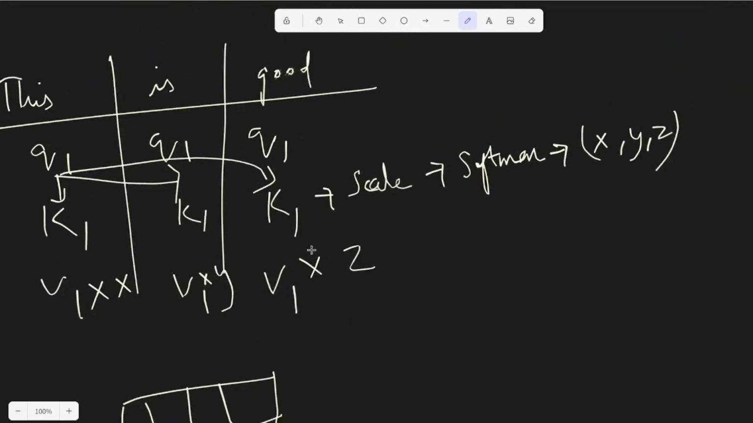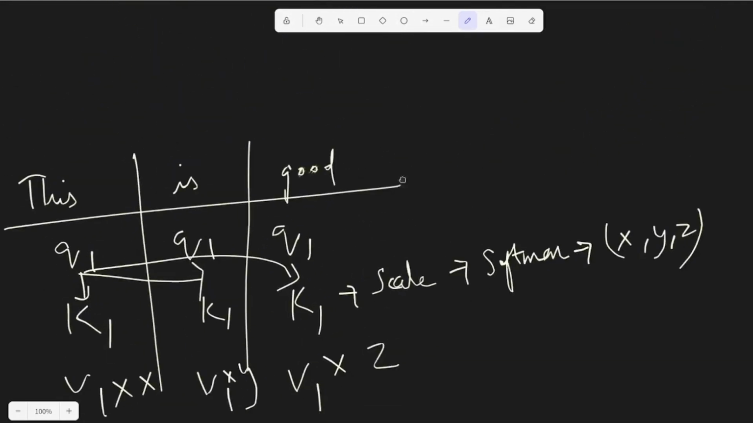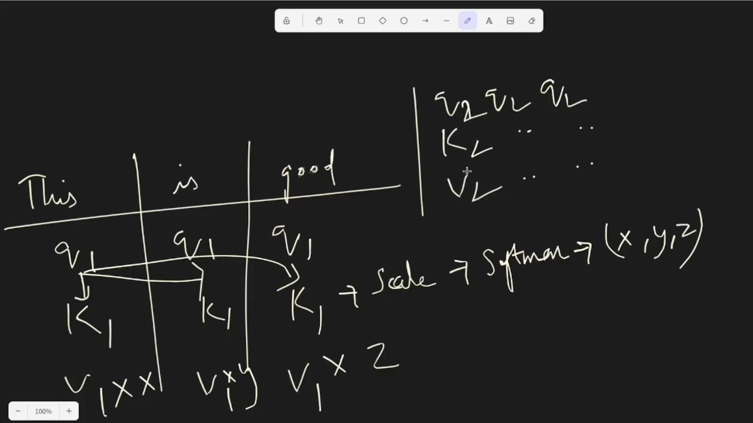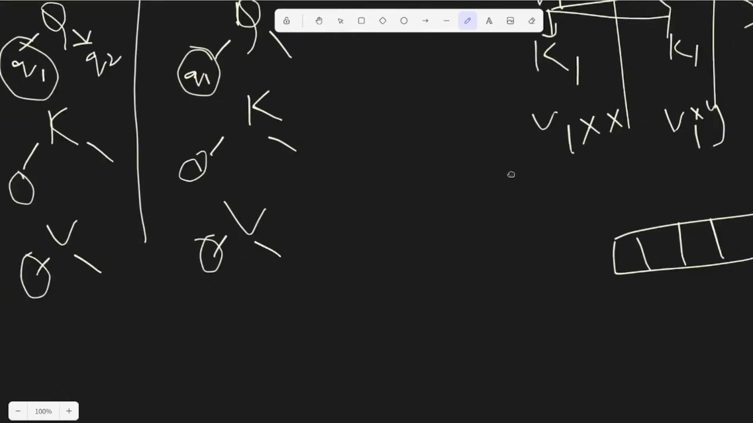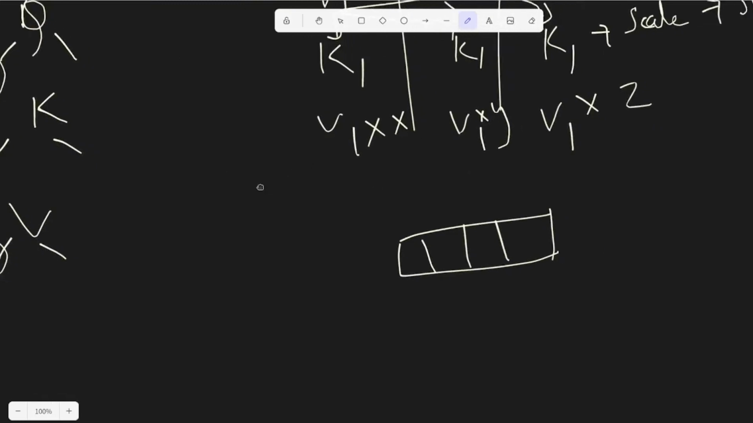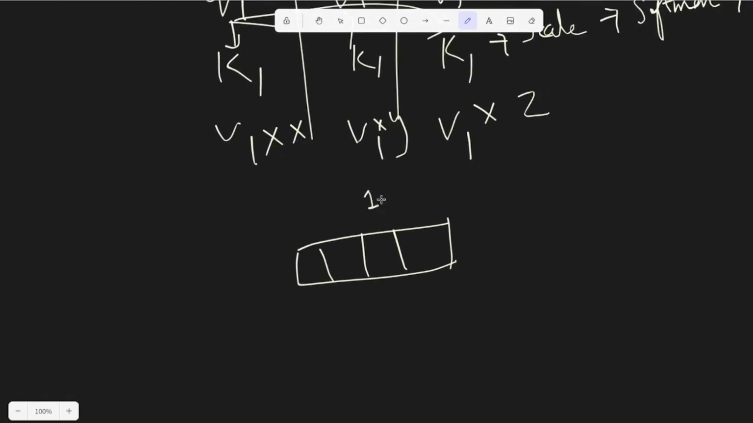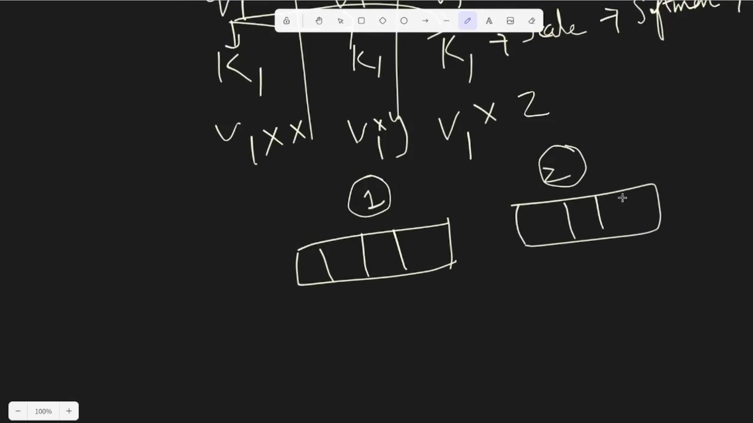Now similarly, this is how I would do it for Q1, and for Q2, K2 and V2. This way I would calculate a representation for these two. So now I have two representations. This is for the first head, and I would get another representation for the second head.